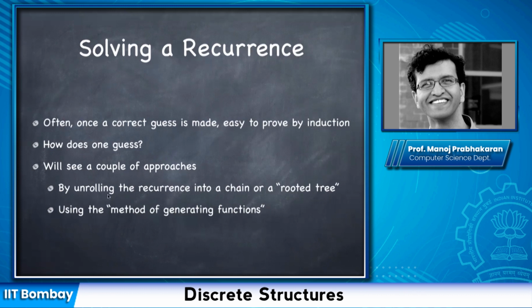A simple, direct approach would be to try and unroll the recurrence into what we call a rooted tree, and then looking at the tree, you might be able to get a solution for the recurrence, so a closed form expression for the recurrence. And a much more sophisticated way of doing it that we'll also see is the method of generating functions. So we'll see these two things as ways of finding closed form expressions for recurrence relations, and in particular, therefore they are useful as techniques for counting.